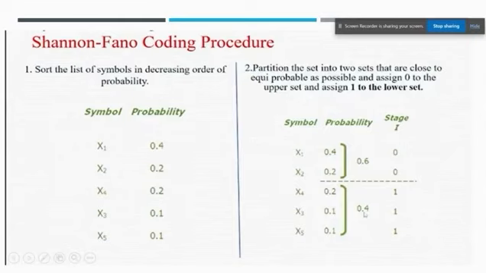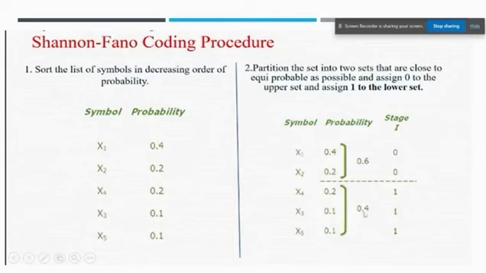The first step is to sort the list of symbols in decreasing order of probability. In the question, we get some probability values as random numbers. Now we have to arrange those probabilities in decreasing order from top to bottom. In step 2, partition the set into two sets that are as close to equiprobable as possible, and assign 0 to the upper set and 1 to the lower set.